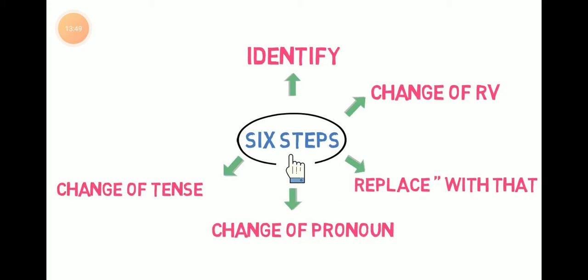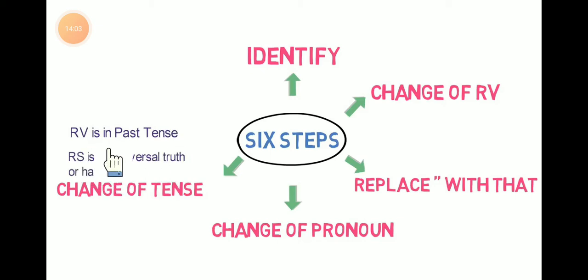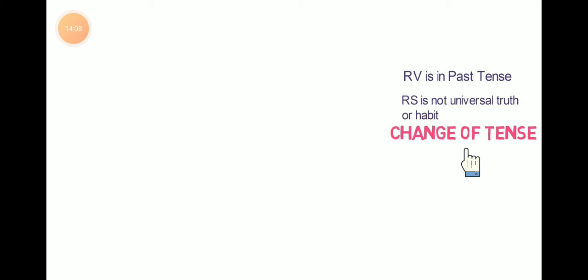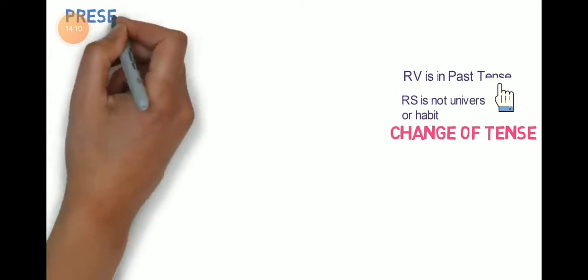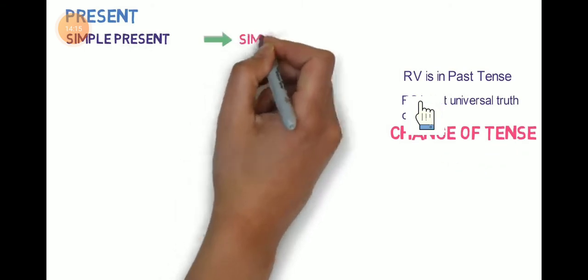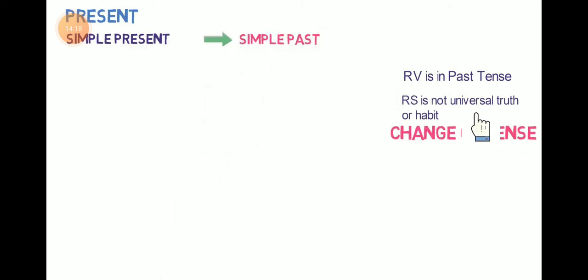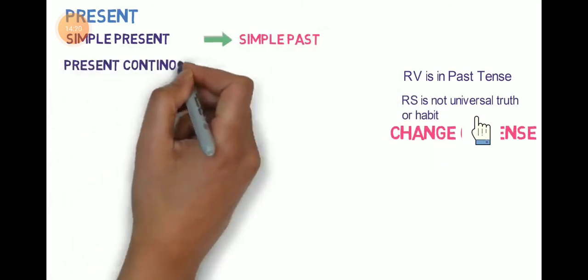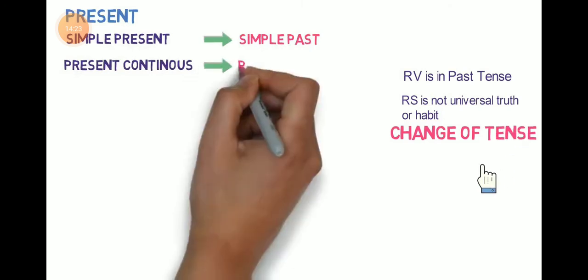So, and what is the fifth step among all these 6 steps? Fifth is change of tense. Change of tense. See here, if the reporting verb is in past tense, then we have to change it into some past continuous or past perfect tense. Here, the reported speech is not a universal truth or habit. If there is a universal truth, it should be written as it is, okay.